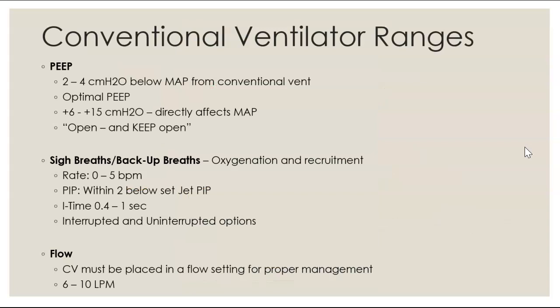Okay, moving on to the conventional ventilator. Say you are moving from the conventional invasive ventilator to the jet, or from the oscillator to the jet. You would set your PEEP 2 to 4 centimeters of water pressure below the mean airway pressure from those ventilators. You are trying to find that optimal PEEP for having those alveoli fully recruited, but not affecting venous return or hyperexpanding the lungs.